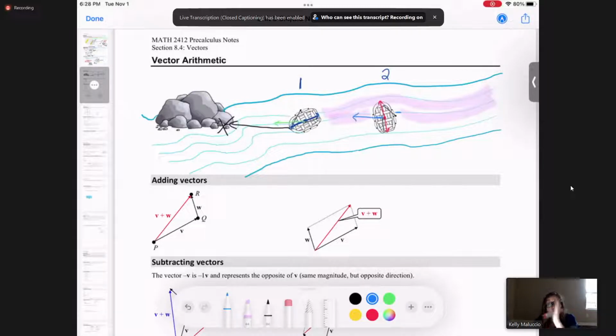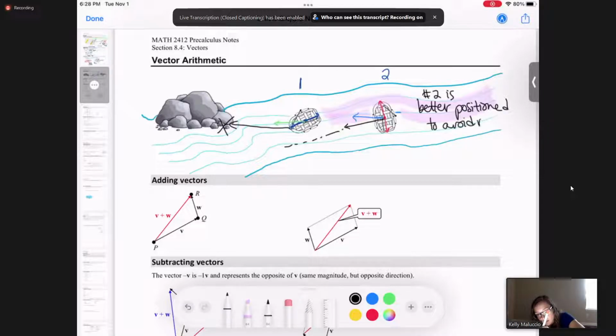Possibly. And so if we add the red and the blue vectors together here, we might get something like going more in this direction. Like the blue is pulling the red and it might start turning and then going down here and avoiding the rocks. So, maybe I'm not explaining this so great, but it looks like number 2 is better positioned to avoid the rocks.